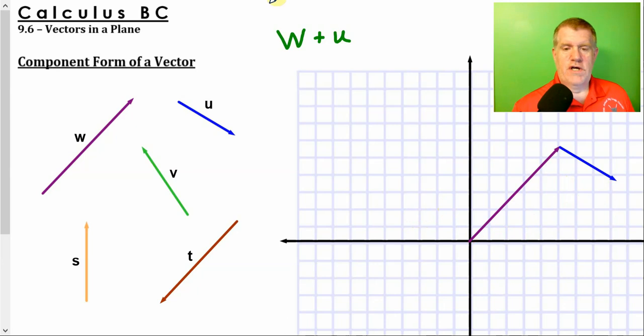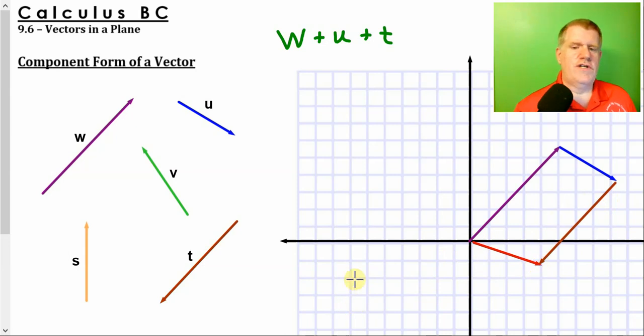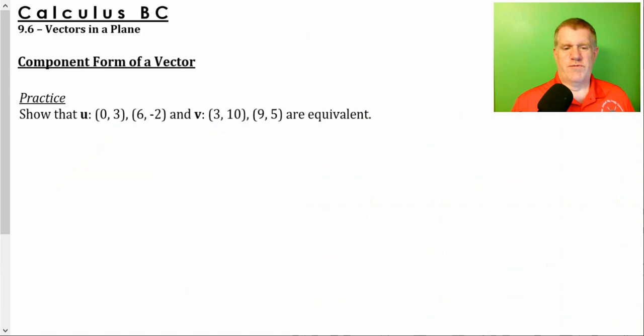I could do w plus u, and hey, I'm not done. I want to add t to it. So I'm just going to take that t and throw it on the end. There we go. And now I have a new resultant vector, which is this one. So that's how we're going to deal with vectors. Let's do a few example problems then.